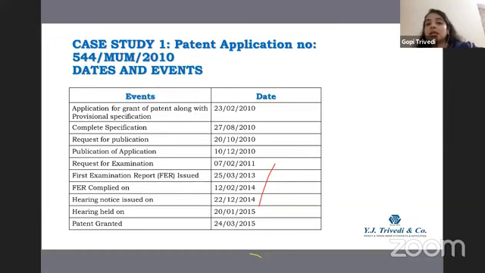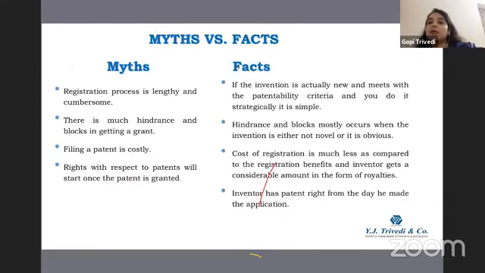There's another dates and events with the similar events, wherein I had a variation called hearing. After the examination report, we got to have hearing. And after hearing, the patent was granted. Now, there are various myths and facts around this. My participants would agree with me that the prominent myth is the patent is lengthy and cumbersome.